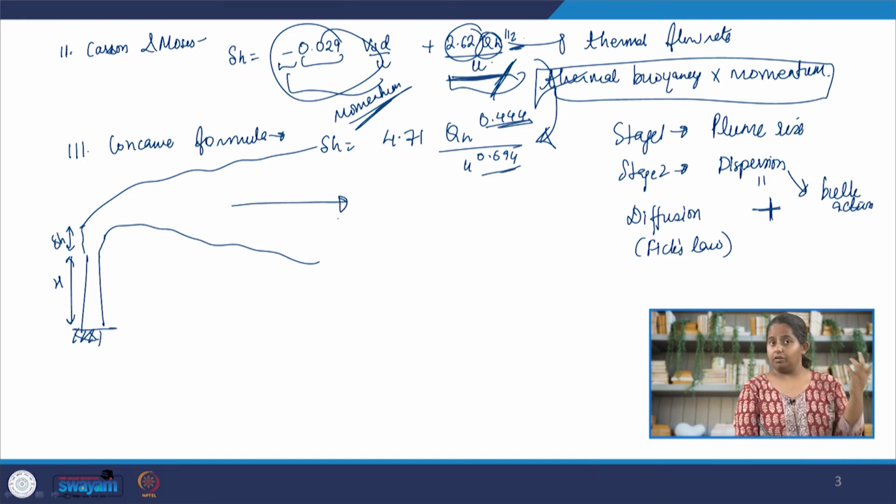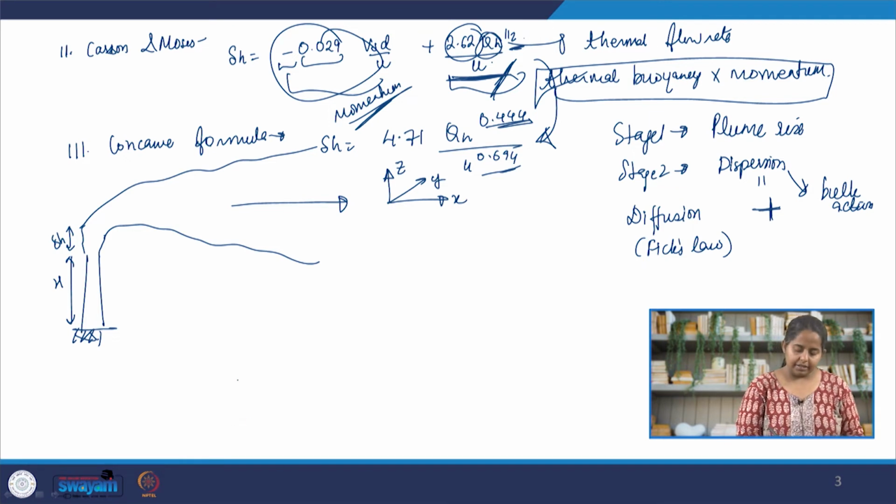So, let us define our coordinate axes. Let us say the direction of the wind is x axis, perpendicular to it horizontally is y axis, and going up vertically is z axis. So, this is our coordinate axis. Now, let us take a small parallelepiped of air here. Okay. So, let us zoom into this parallelepiped.